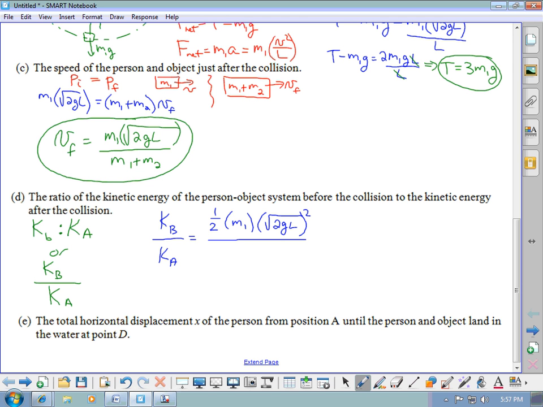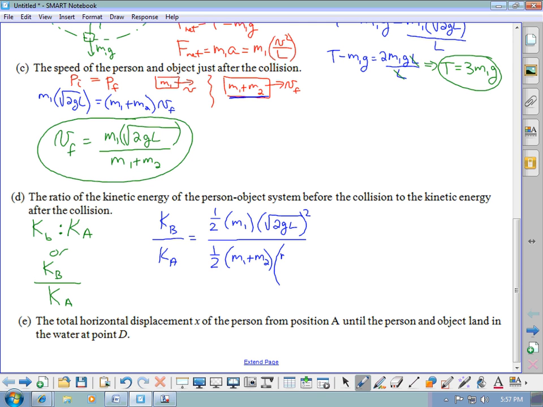And then this is divided by 1/2. After the collision, the two objects stuck together. Again, we have that up in the other drawing. So the mass that we need to use after the collision is m1 plus m2. And the speed that we need to use after the collision is our answer to part C.